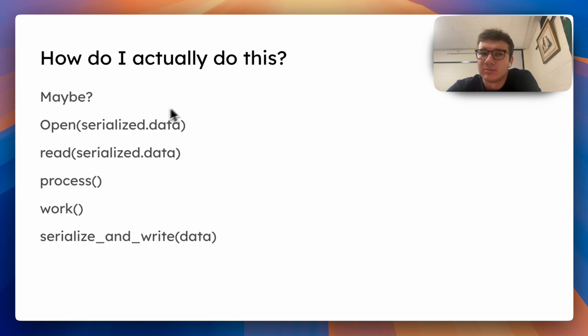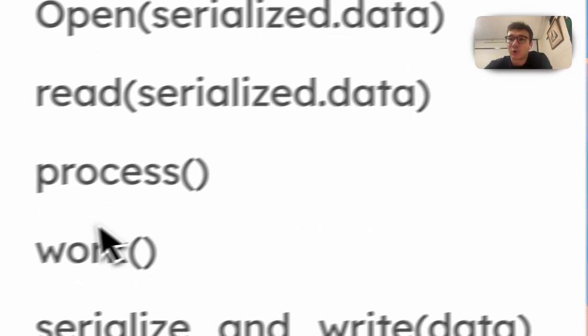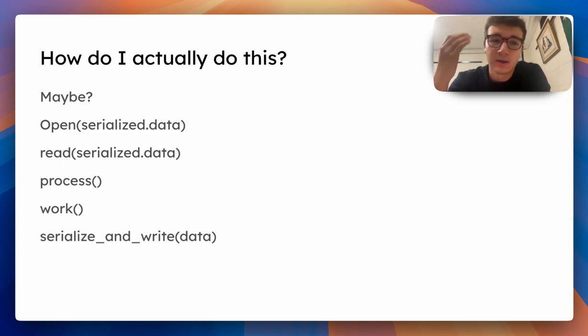How do you actually serialize though? Let's talk about the database example, right? Let's say I open the serialized data, I read it, then I process it. Processing means I read the information that's available, and then I put it into memory, right? Like I actually convert the data structures, like C++ data structures or C data structures, right?